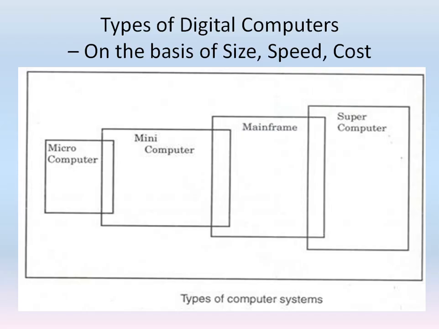Next, we'll look at the types of digital computers. Now, these are categorized further on the basis of their size, speed, and cost. So, these computers start from a microcomputer, then a minicomputer, then a mainframe, and then supercomputers.